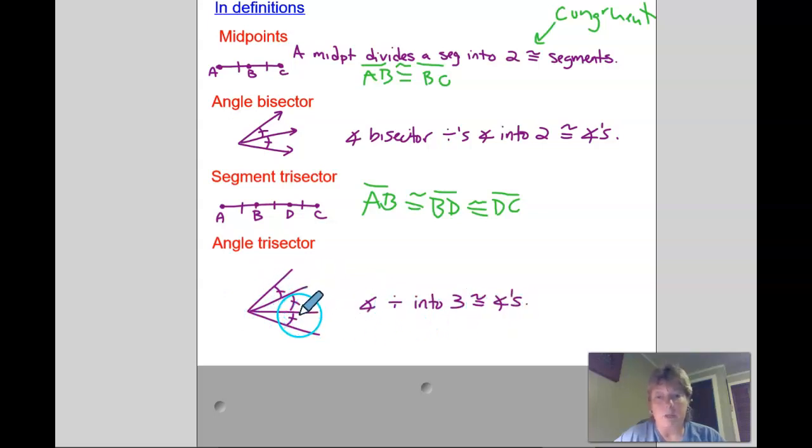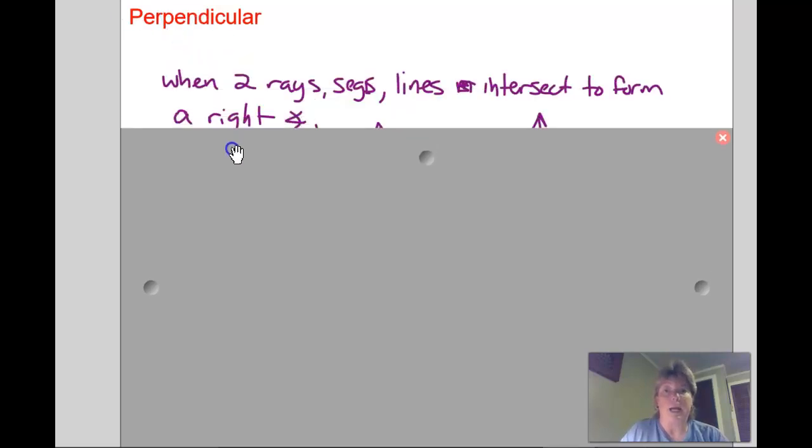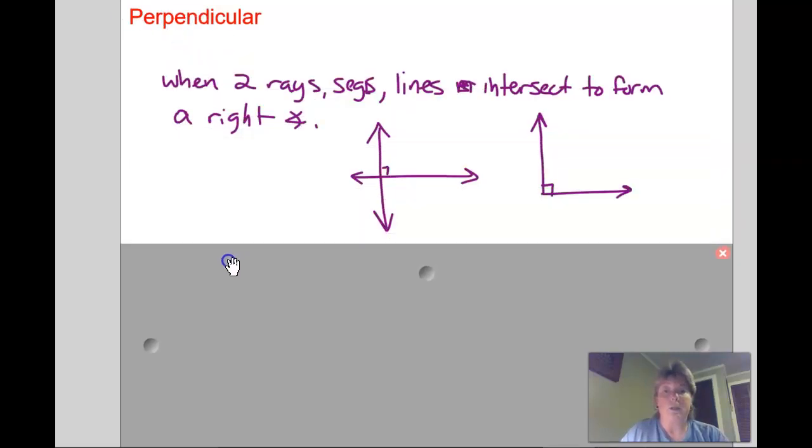So again, these are all marked with the same symbol, so that's indicative that those three angles are congruent to one another. Okay. Another word that you're going to see quite a bit is perpendicular. Perpendicular means that you've got some lines or rays or segments or any combination of those things that meet at a right angle.